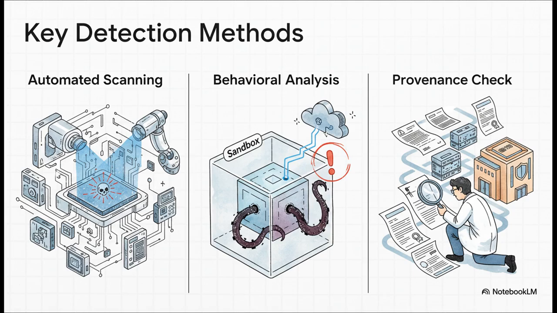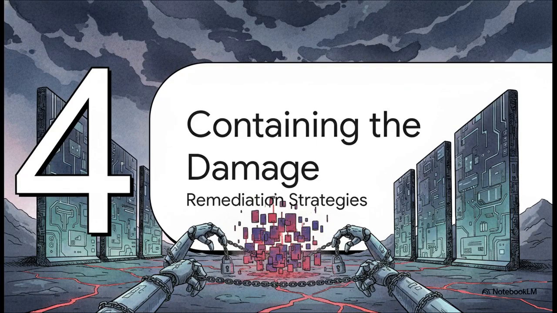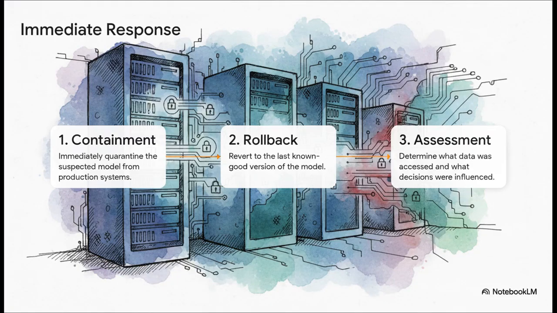Okay, so let's imagine the worst has happened. You've used those techniques, and you've found a compromised model running in your systems. The alarm bells are going off. So what do you do next? The key is having a clear, ready-to-go plan for remediation. Your immediate response needs to have 3 top priorities. Step 1, containment. Get that model offline, now. Disconnect it from everything. Step 2, rollback. You switch back to the last version of the model you knew was clean and safe.